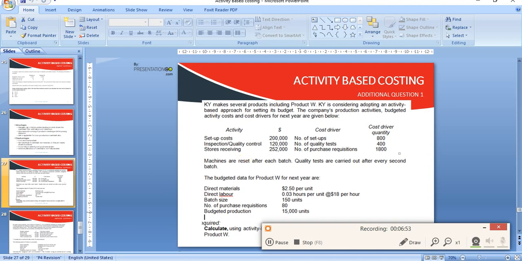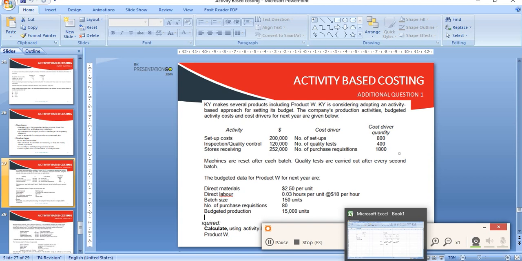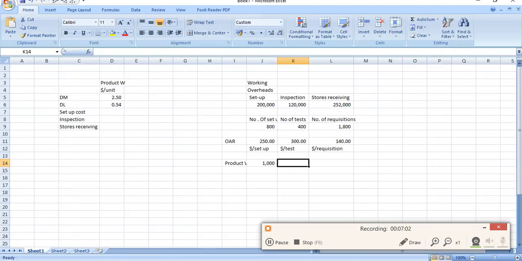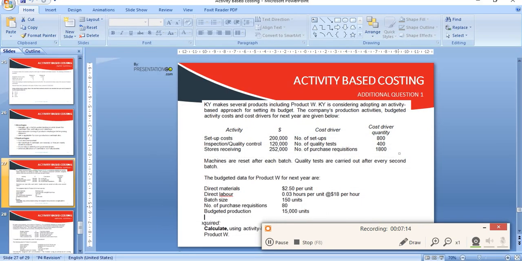So how do I find the number of quality tests? Take the number of batches and divide by 2. Because every 2 batches, you're going to have 1 test. Cool. The number of tests for this product is going to be 1000 batches divided by 2. 500 tests will be done. What about the number of requisitions? 80. That is given to you directly. Number of purchase requisitions is 80.